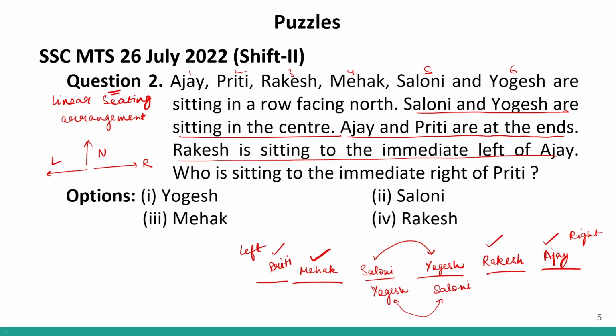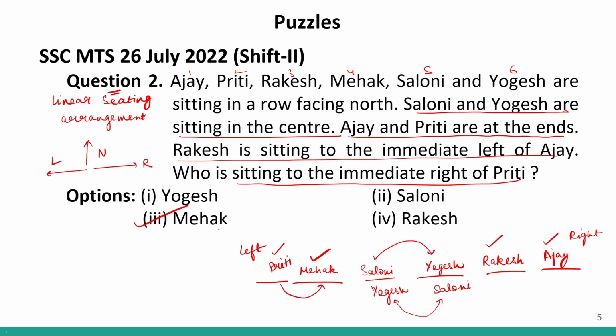So these four positions are fixed. These two positions of Saloni and Yogesh are interchangeable. Now, what does the question ask? The question asks who is sitting to the immediate right of Preeti. So, Preeti is over here. Immediate right of Preeti will be Mehak. My answer will be option number 3, Mehak.